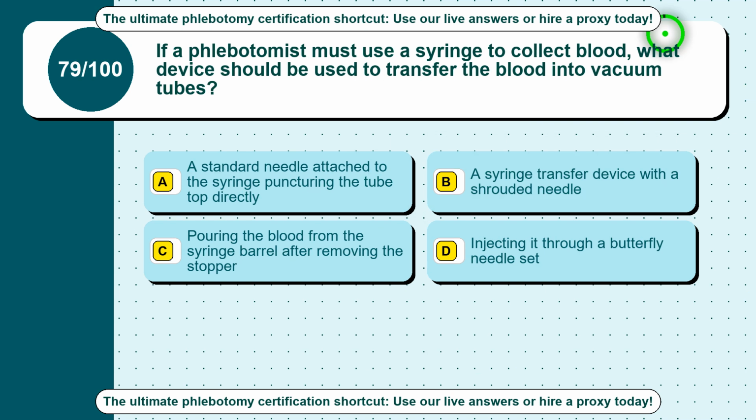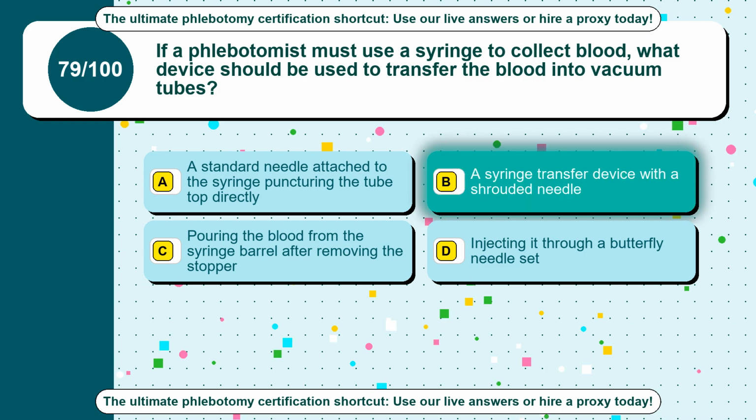Question 79. If a phlebotomist must use a syringe to collect blood, what device should be used to transfer the blood into vacuum tubes? Option A. A standard needle attached to the syringe puncturing the tube top directly. Option B. A syringe transfer device with a shrouded needle. Option C. Pouring the blood from the syringe barrel after removing the stopper. Option D. Injecting it through a butterfly needle set.